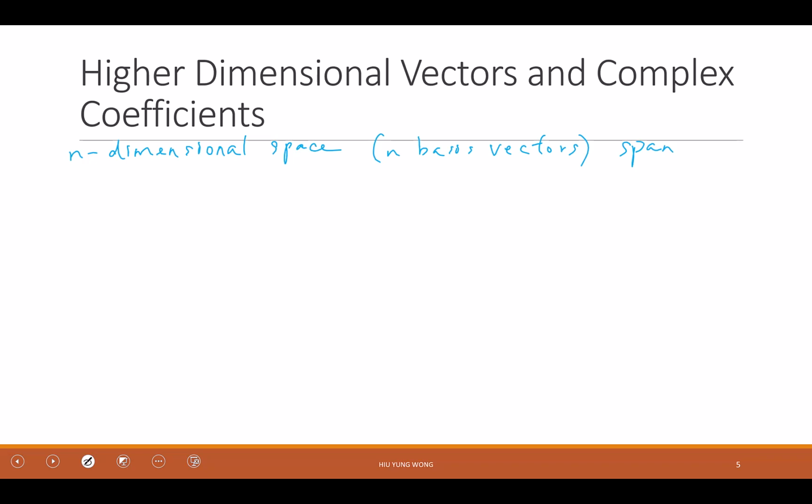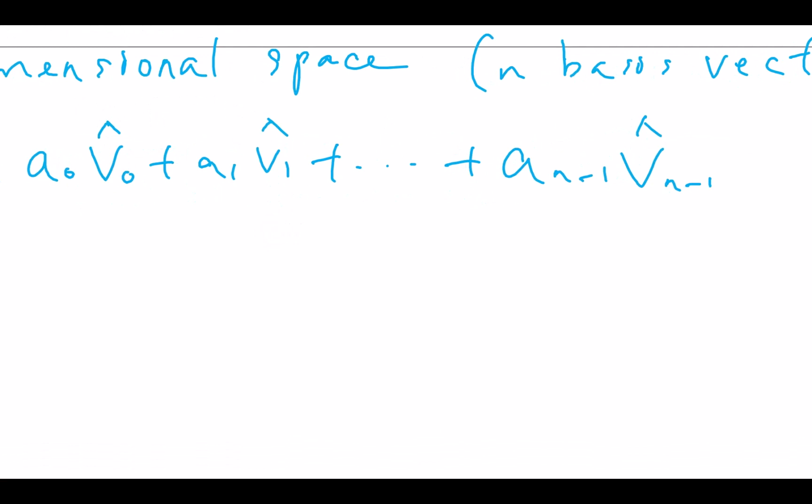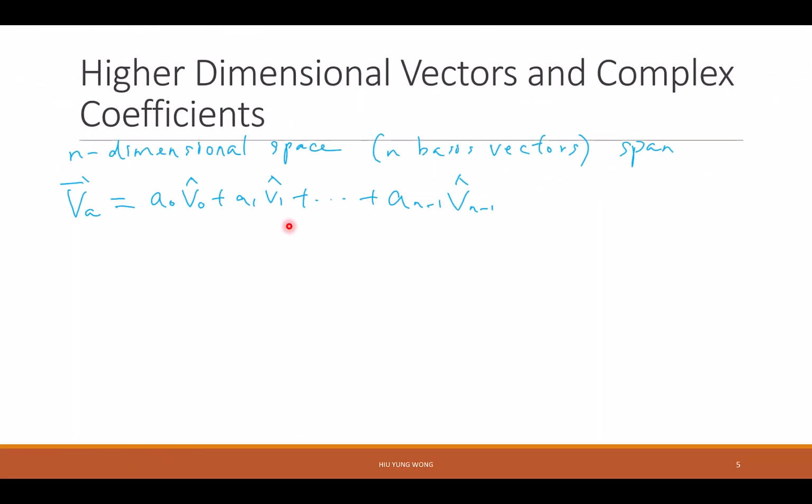Okay? So if there are n basis vectors, any vector VA, this is just a general vector, can be written as A0 V0 hat plus A1 V1 hat, and too much to write, plus An minus 1 Vn minus 1 hat. Because I start from 0, so it ends at n minus 1. If this is confusing to you, think about the two-dimensional case. A0 times x hat plus B0 times y hat. That's it. And in two dimensions, you go up to 2 minus 1, right? You go all the way to 2 minus 1, which is 1.